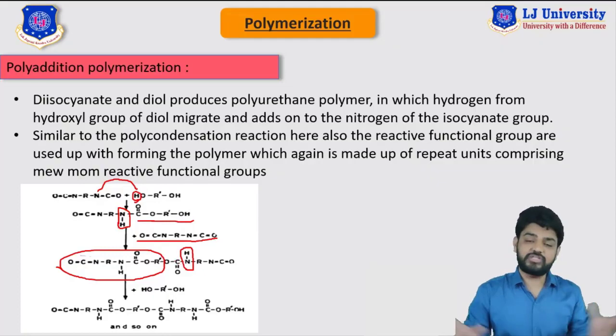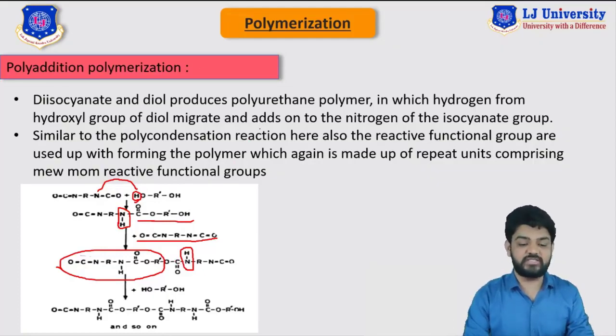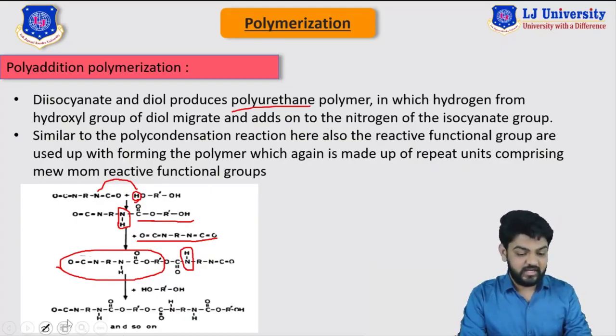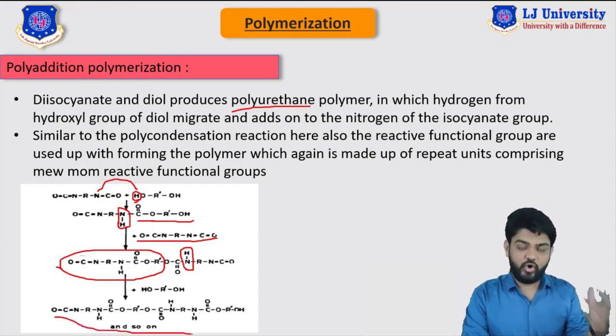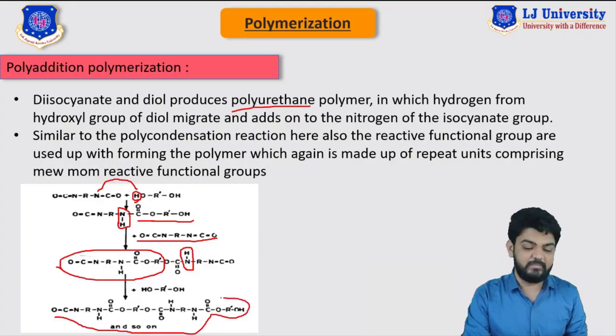have a long chain of polymer, and that polymer is called the polyurethane polymer, right? So this is what we mean by the polyaddition polymerization technique. You can see here, if we continue to add such compounds, then this process will go on, and we will ultimately have a product like this.